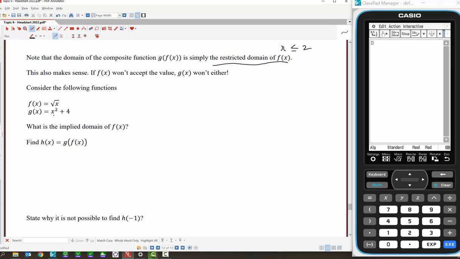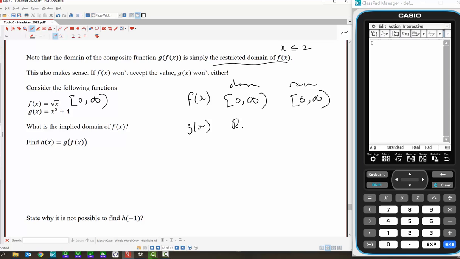So here we've got two functions. What's the implied domain of f of x? 0 to positive infinity. And actually let's write it out in one of those tables again. So f of x, g of x, dom, and range. So f of x has an implied domain of 0 to positive infinity, a range of 0 to positive infinity. This one has a domain of all reals, and it's a parabola, so it's up 4 units. So 4 to positive infinity.